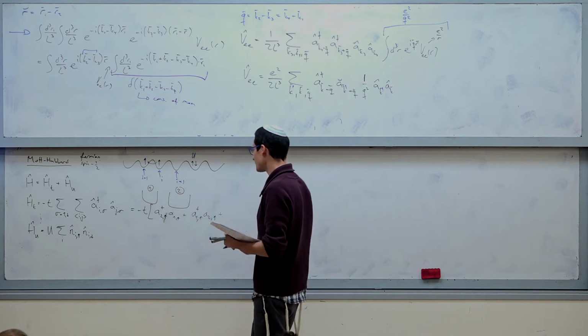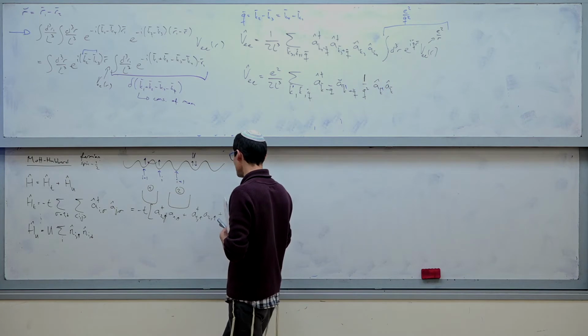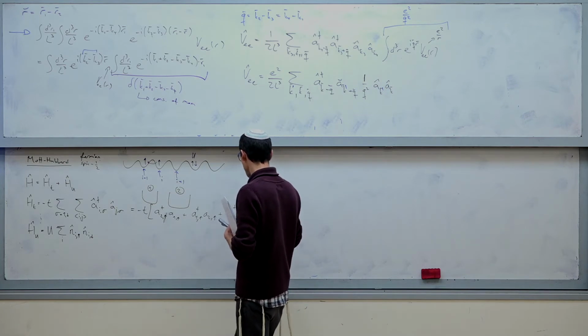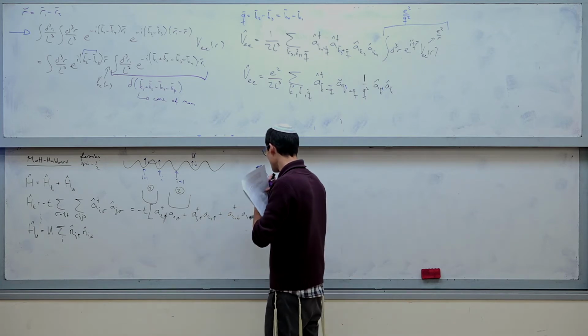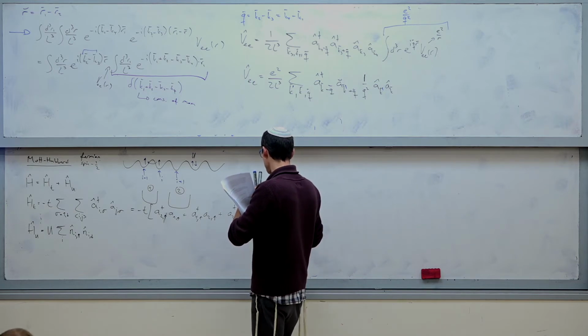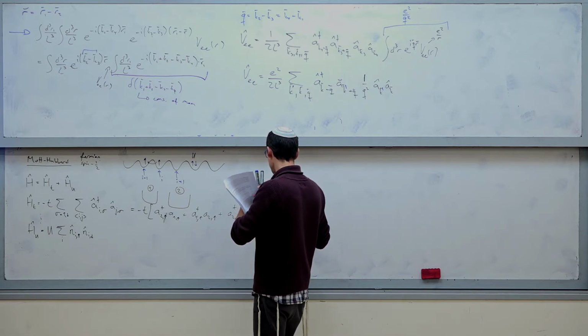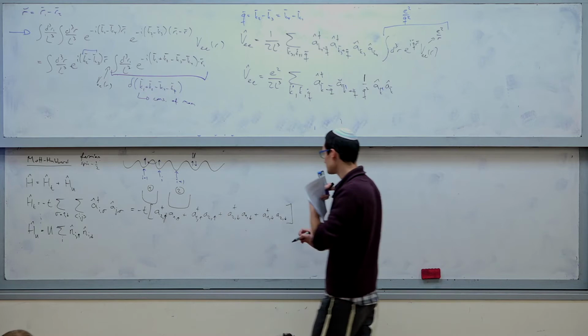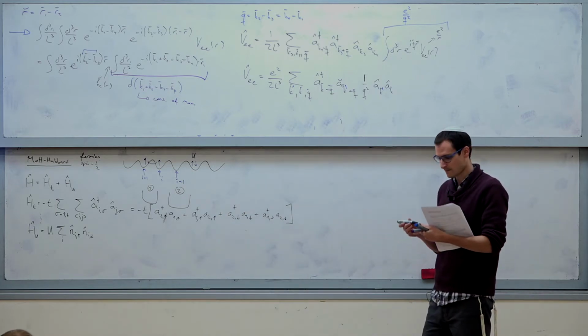And the same thing can happen for a down particle. So you can create a down particle in lattice site number 2 and destroy it on number 1. And it can go the other way. You can create it on 1 and then destroy it on 2. Again, I'm stressing when it hops, it remains in the same spin state.